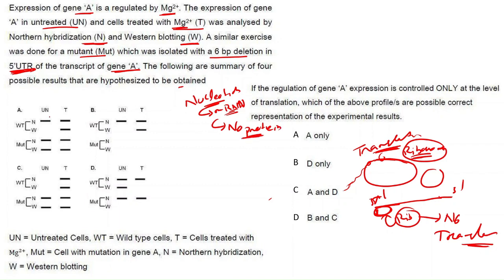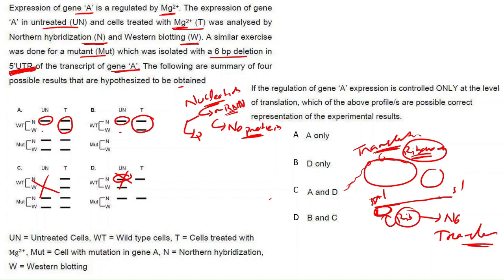So you see bands you are getting in the untreated cell in the northern blot in these two options, but no protein. So this option is wrong. Here no protein, here no protein, and option C is also wrong. Then in the treated cell you will get both the northern blot product, meaning the mRNA, and protein. So both are present in the treated cell of wild type, not mutant.